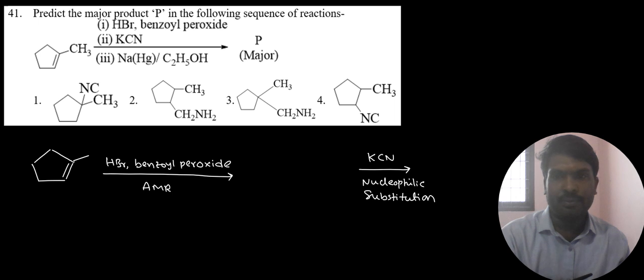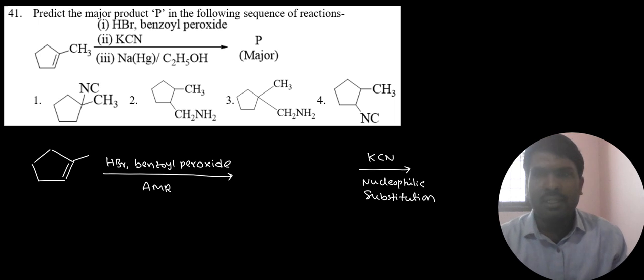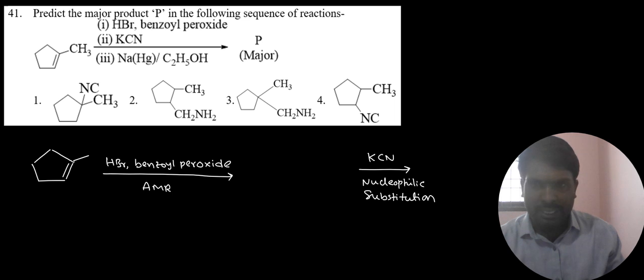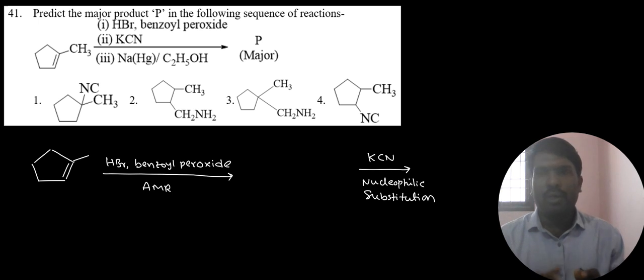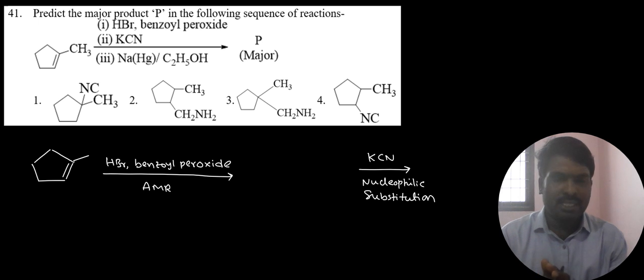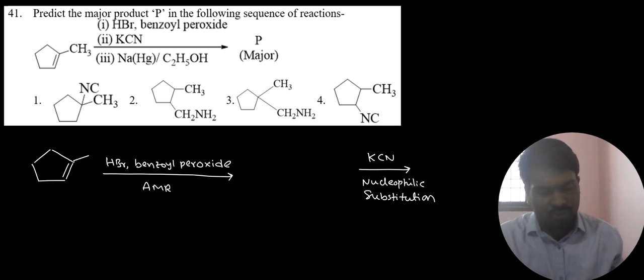Question 41. Predict the major product P in the following sequence of reactions. Here, 1-methylcyclopent-1-ene is reacted with HBr in the presence of benzoyl peroxide. Hydrogen bromide in the presence of peroxide means it follows the anti-Markovnikov rule.